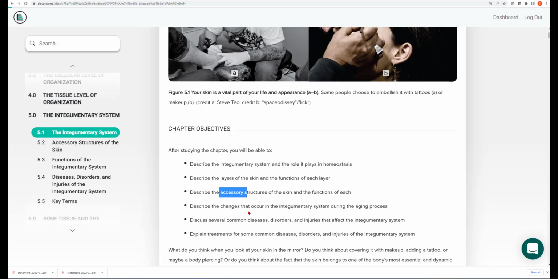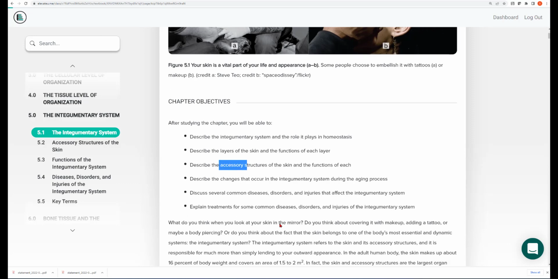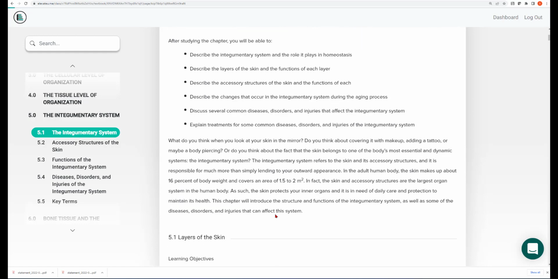And then we're going to be looking at some of the changes that occur with the integumentary system during the aging process, specifically cancer, and also we'll be looking at a few other disorders and injuries that can occur with the integumentary system. And we'll finish up learning about burns and what first, second, and third degree burns are all about. So that's kind of where we're heading in this chapter. This presentation will cover all of chapter 5.